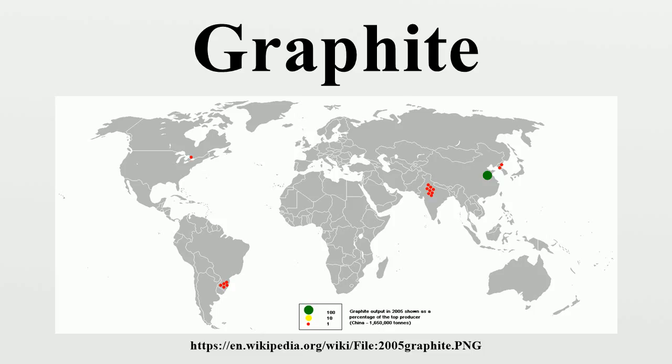Even graphite pencil marks on aluminium parts may facilitate corrosion. Another high-temperature lubricant, hexagonal boron nitride, has the same molecular structure as graphite. It is sometimes called white graphite due to its similar properties.